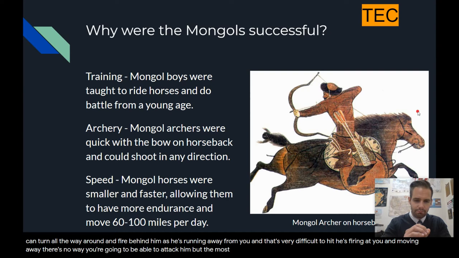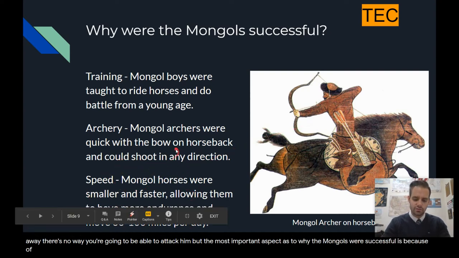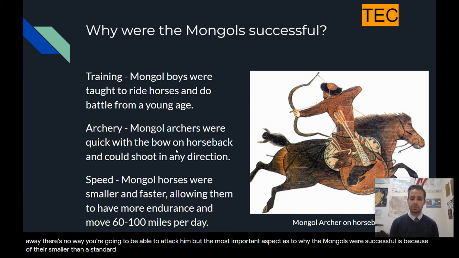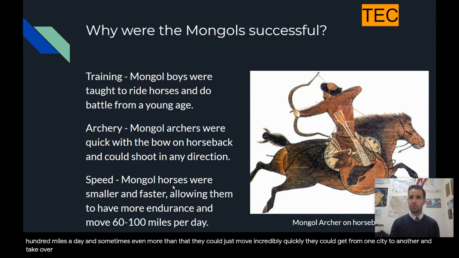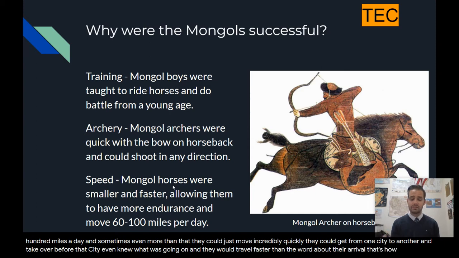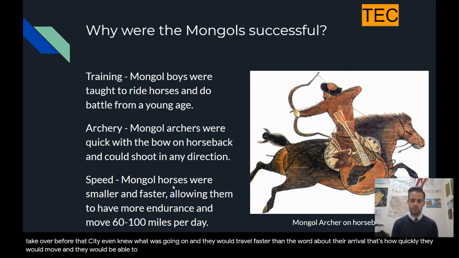But the most important aspect as to why the Mongols were successful is because of their speed. The Mongol horses were a little bit smaller than a standard horse during that time period and had incredible endurance, being able to cover, as I said, about 60 to 100 miles a day, and sometimes even more than that. They could just move incredibly quickly. They could get from one city to another and take over before that city even knew what was going on. And they would travel faster than the word about their arrival. That's how quickly they would move and they would be able to take over cities.